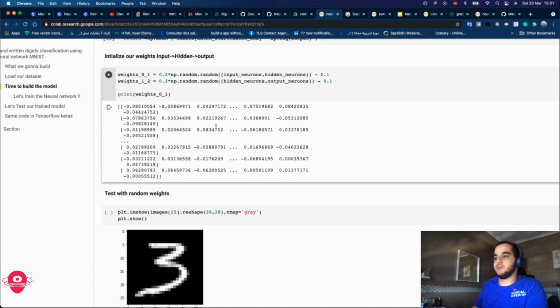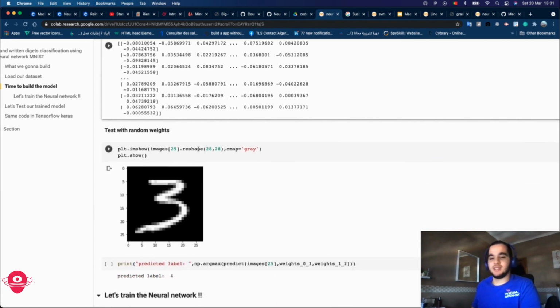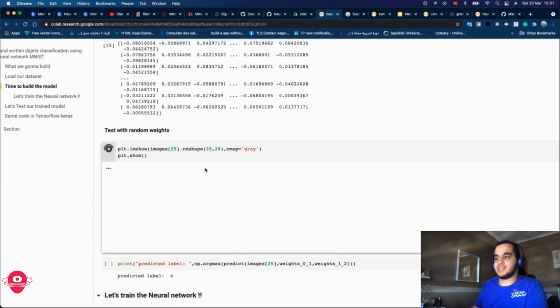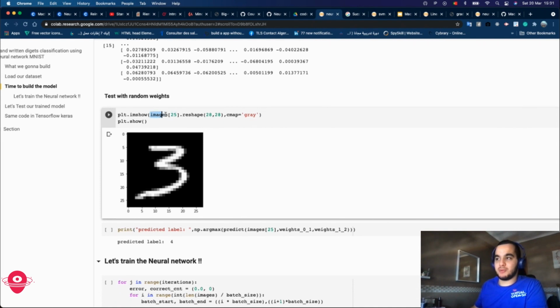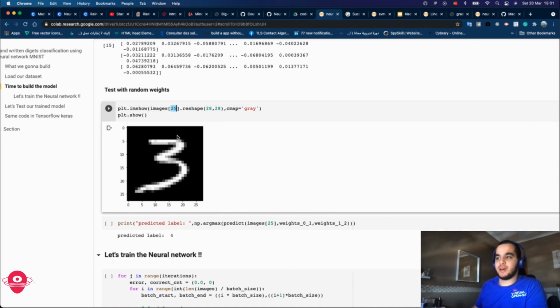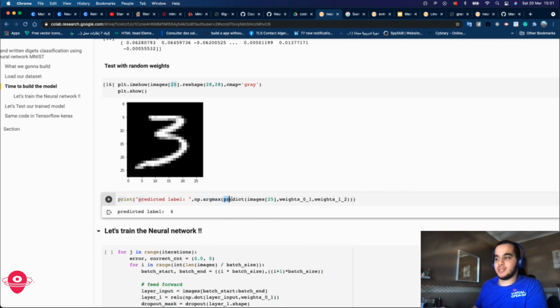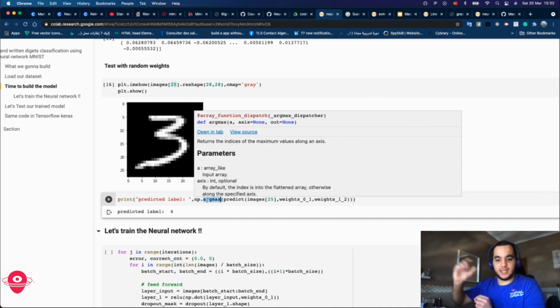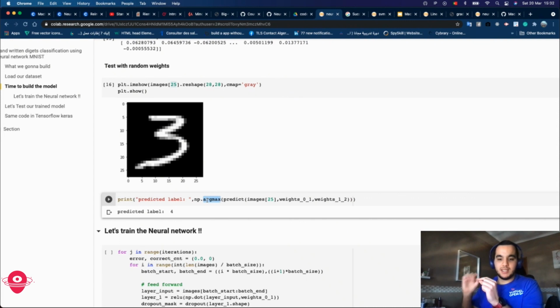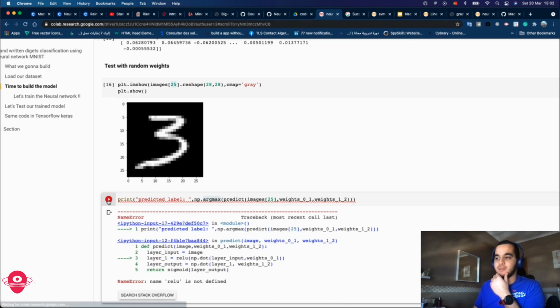So let's define our weights, and let's first test our model without training it. Let's see what that random guess looks like. Let's pick an image from our data set, index number 25, and it's a 3 as we plot it here. And let's run a prediction. We call the predict function, give it the images, and give our weights as well. And this np.argmax is going to give us the index of the highest probability in the vector of probabilities, and that's the prediction that we think is correct.